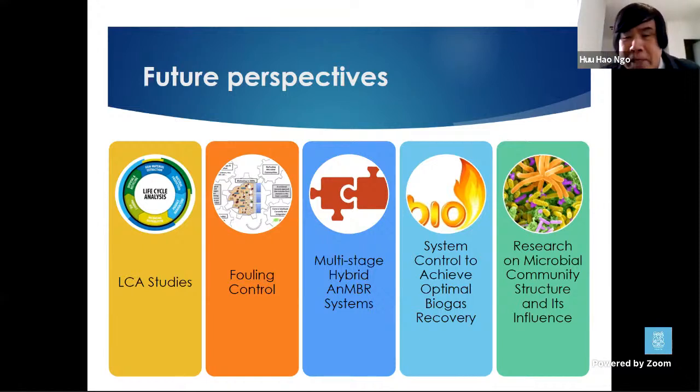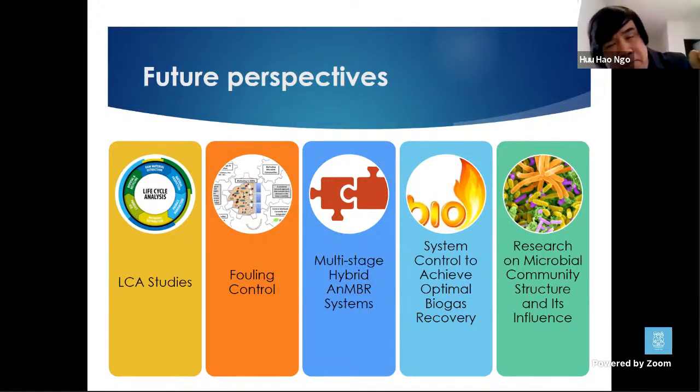And the last one is really interesting: research on microbial community structure and its influence. In fact, if we only talk about removal, it's very simple, because anaerobic processes break down the organics, everyone knows about it. But when it comes to the microbial community, that is where we can do some research, on which kind of community is really the main thing supporting biogas production especially. A lot of work, a lot of research we can do about it.